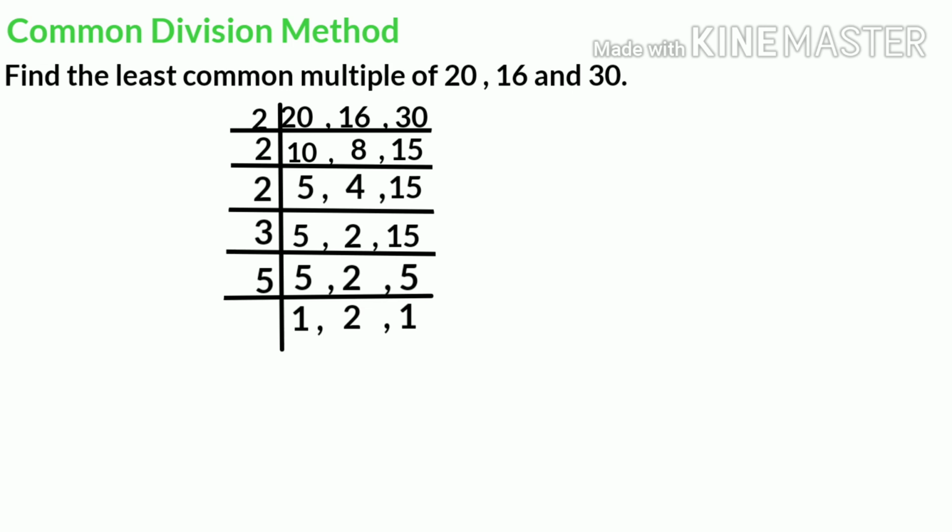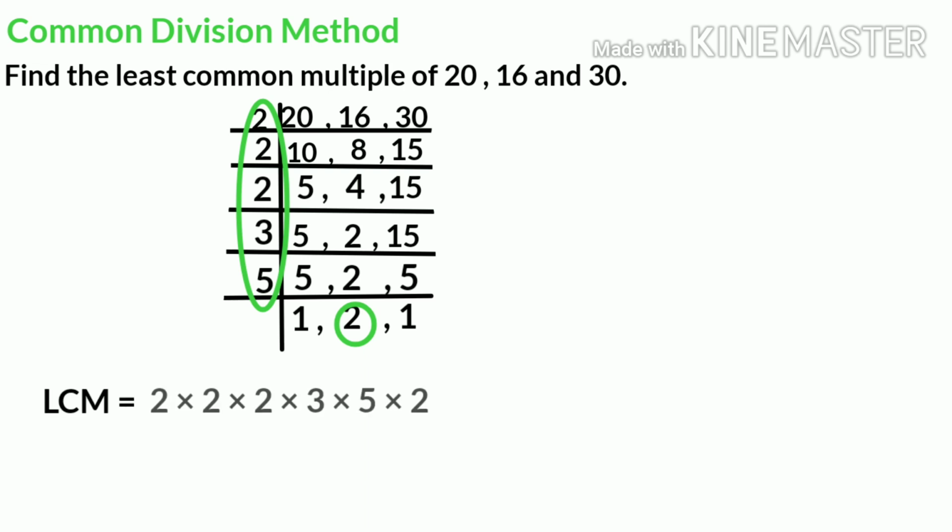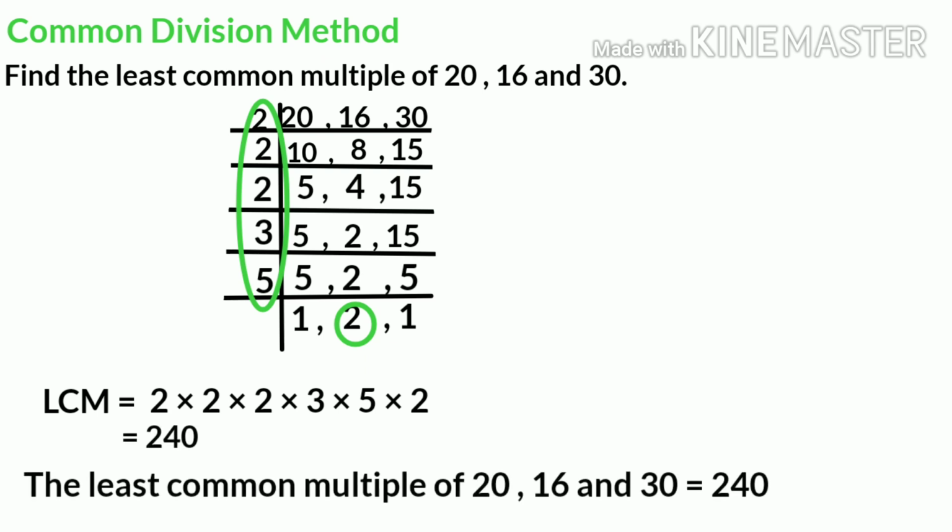Now, to get the LCM, we will multiply all the prime factors of the numbers. So the LCM will be 2 multiplied by 2 multiplied by 2 multiplied by 3 multiplied by 5 multiplied by 2, which is equal to 240. Hence, the least common multiple of 20, 16 and 30 is 240. So this is the common division method to find the LCM.